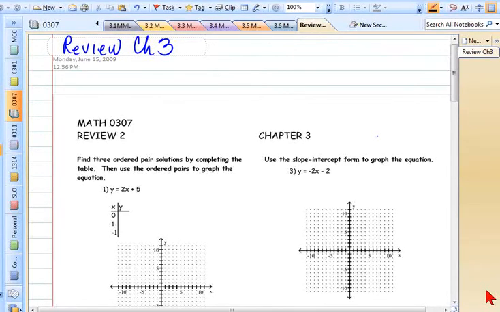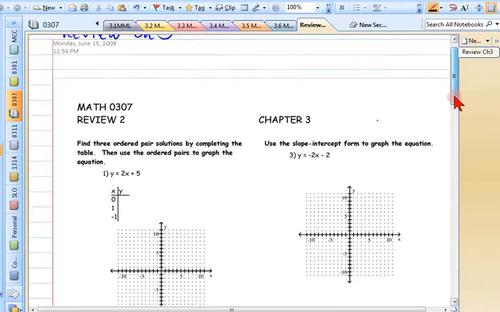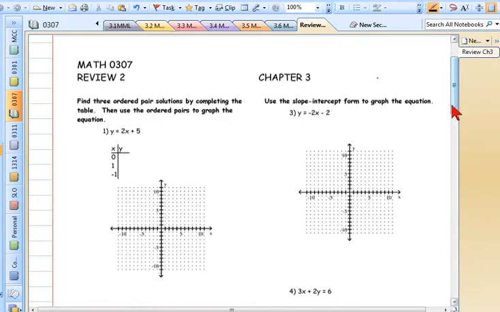Okay, I hope it helps to see this Chapter 3 review worked out. The empty review is under review for tests as well as the printed out solutions. But let's go through the work. Problem number 1 asks you to find 3 ordered pair solutions by completing the table. So this is using a general T-chart.